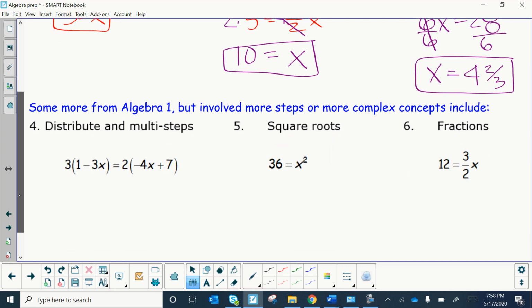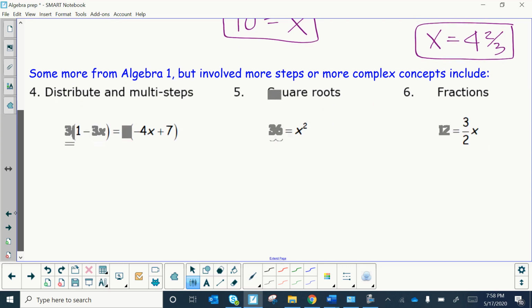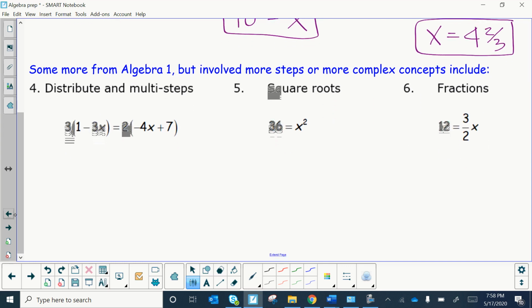So now let's go a little bit more in depth, more multi-steps. So from Algebra 1, but more steps involved in more complex concepts, okay? Like where you have to distribute and then also do a multi-step. So on this one right here, we have to distribute on both sides. So you want to write that out first. So 3 minus 9x equals negative 8x, because 2 times negative 4 is negative 8, plus 14.